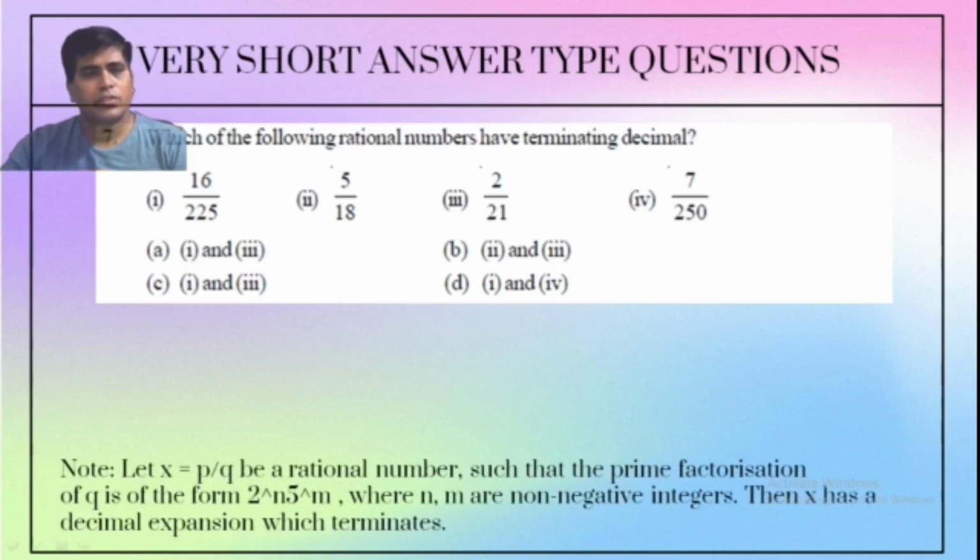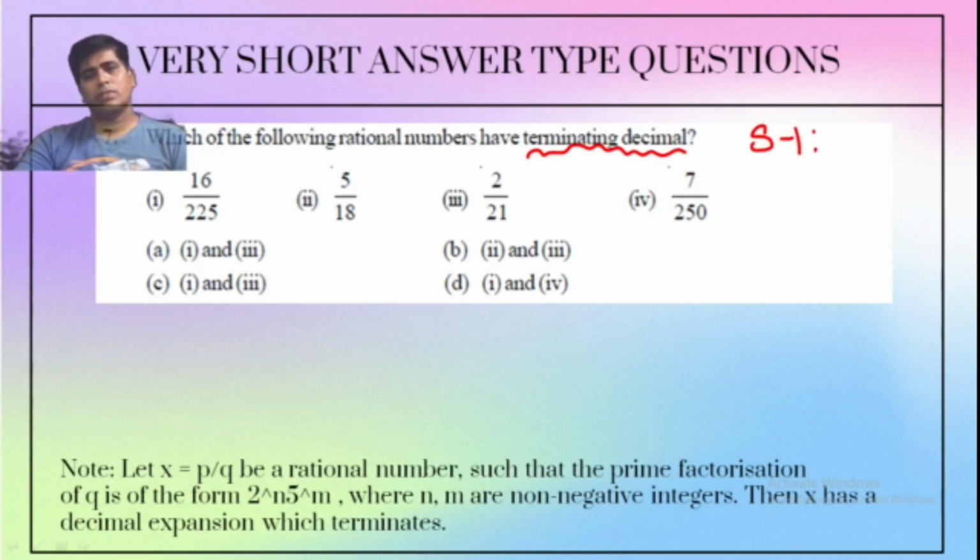So come to the next question. Which of the following rational numbers have terminating decimal? Same thing. We have to identify which are terminating decimals. So we go for step 1, step 2. Simple steps. So what is step 1? Earlier we discussed that we check whether the given rational number is in the standard form or not. Check it.